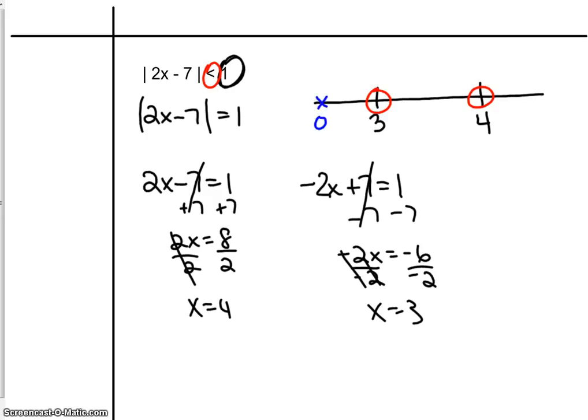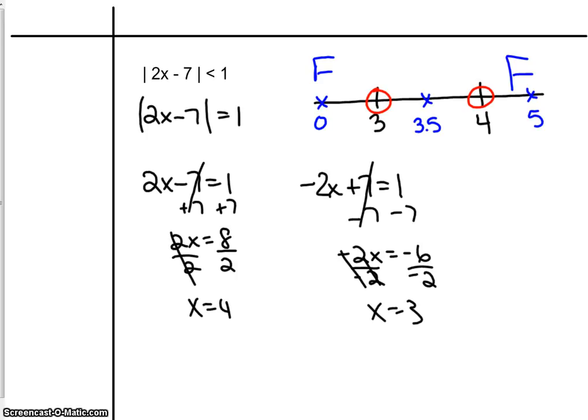Checking points. I'm always going to check 0. Sometimes we have to check decimals or fractions, but we're able to do that. If we have to use our calculator, we will. So if I plug in 0, the great thing about 0 is that that chunk goes to 0, so I'm left with negative 7. Absolute value of that is positive 7, not less than 1. I'm going to go with the 5 next, just because it's an integer. So 2 times 5 is 10. 10 minus 7 is 3. Absolute value of 3 is 3. 3 is not less than 1, so it didn't work out there either.